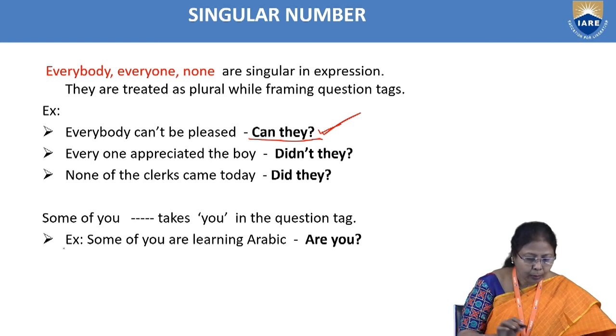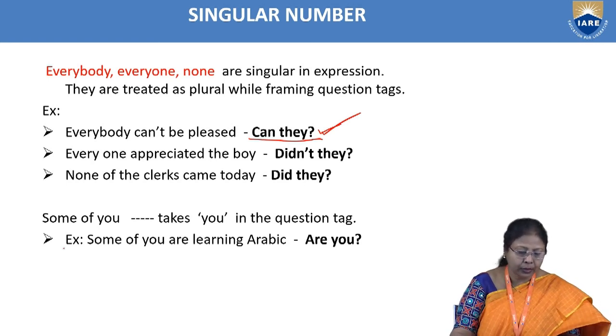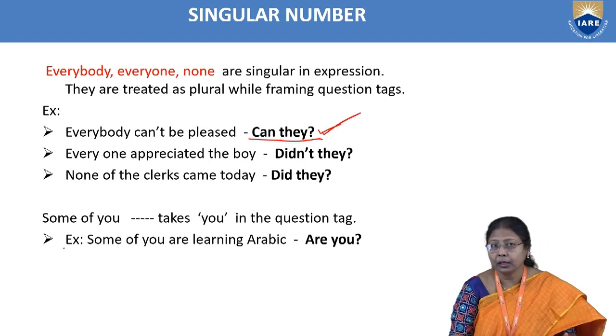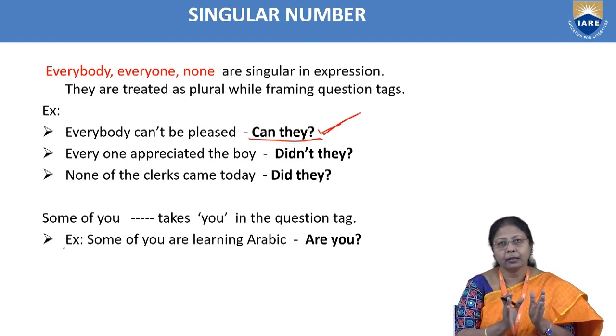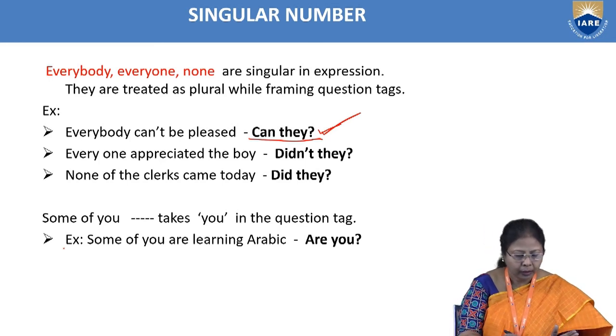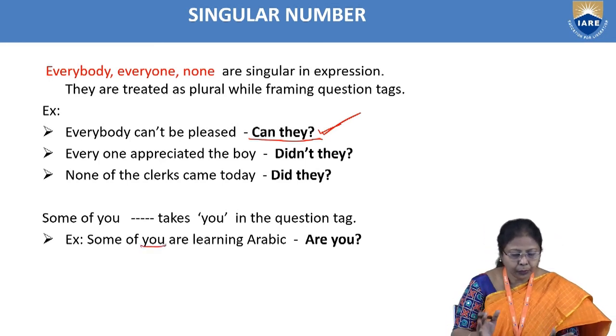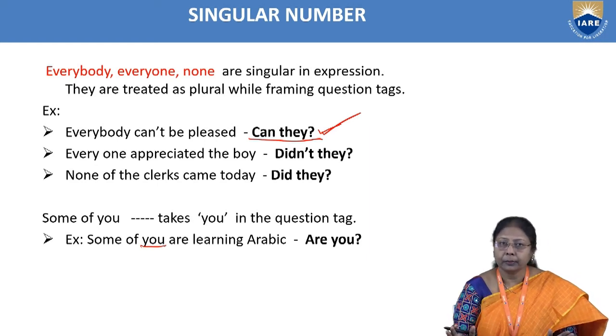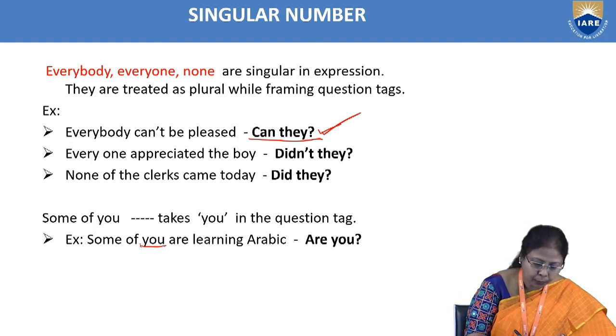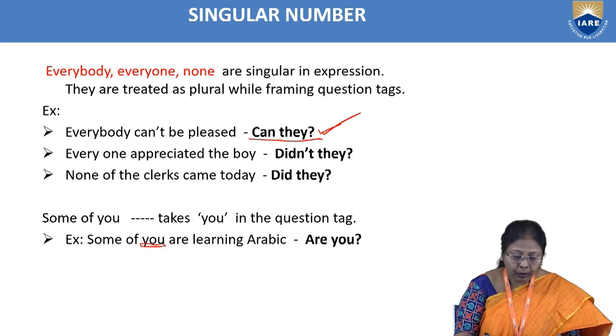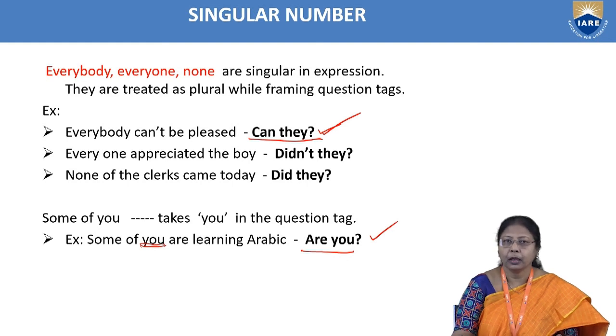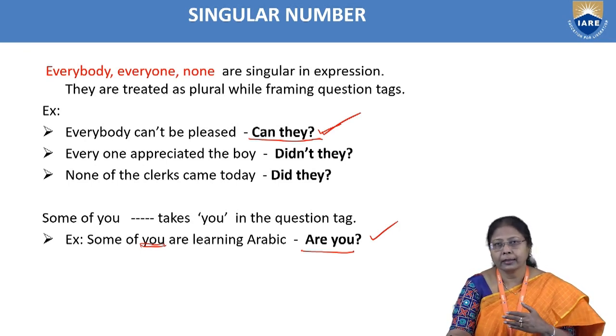And some of you takes you in the question tag. If you get a sentence with some of you, be careful. Some of you are learning Arabic. In the statement, if you have you along with some of, in the question tag you'll be getting a positive question tag with you. Are you? So these are some exceptions while using question tags.